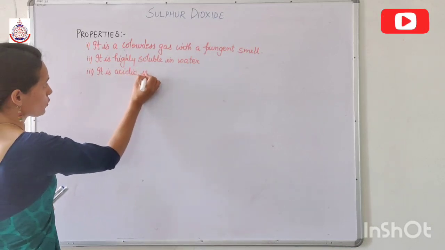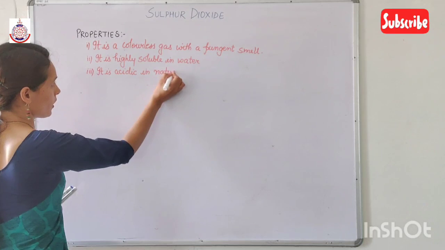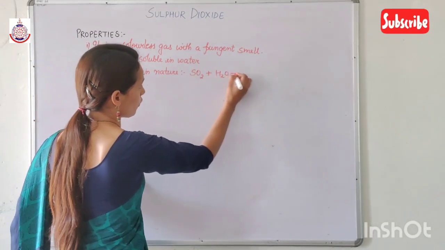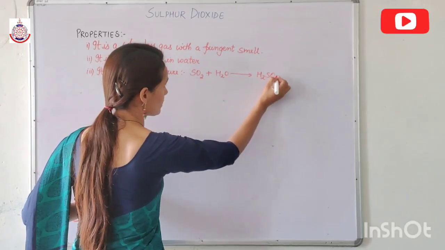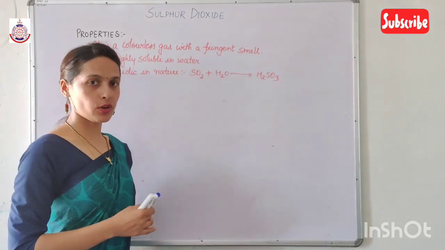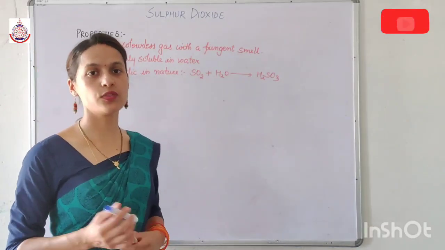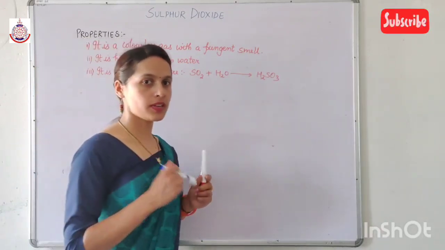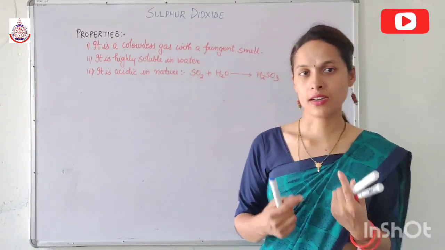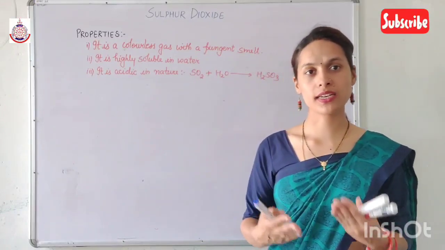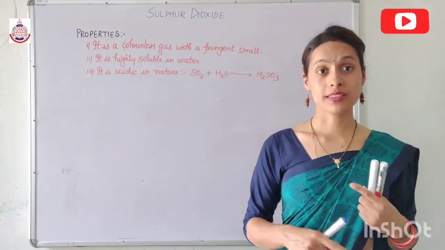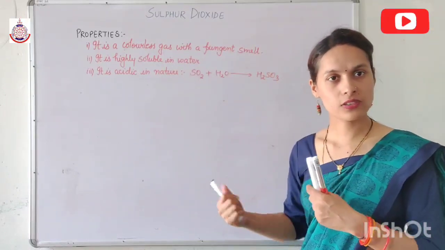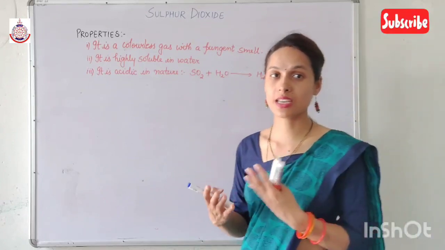Now, how do we get to know that it is acidic in nature? When SO2 is dissolved in water, it forms H2SO3, that is sulfurous acid. Because of the formation of sulfurous acid, we know that sulfur dioxide is acidic in nature. In our previous videos on oxides, I told you that the oxides of non-metals are acidic in nature, and sulfur is a non-metal and its oxide is sulfur dioxide, so it is also acidic in nature.